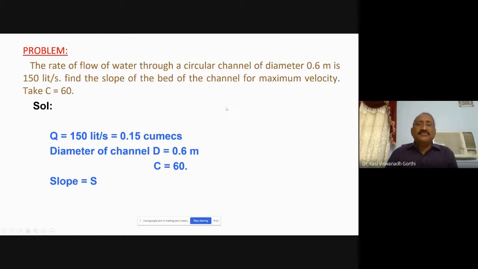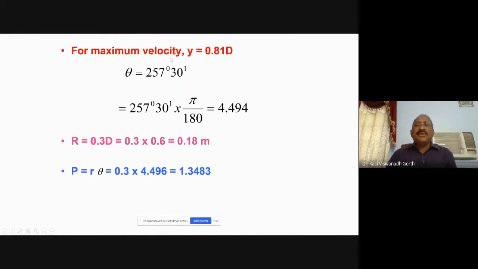So what is the condition for the maximum velocity? The condition for the maximum velocity is the depth of flow must be 0.81 times D and the value of theta must be 257 degrees. So making use of that, theta 257 into pi by 180 gives you 4.494 radians. And R would be 0.3 D or 0.18, and wetted perimeter P is equal to R theta, 0.3 into 4.496, 1.3483 wetted perimeter.